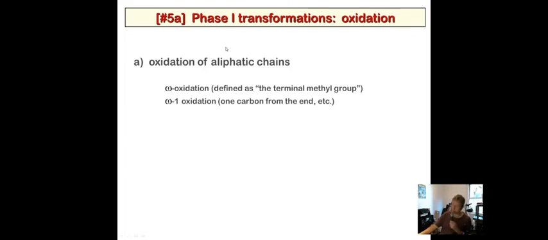Okay, so let's talk about the oxidation of aliphatic chains, and by that we mean unactivated CHs. There's two types of this that we often see. One is called omega oxidation, which means the terminal methyl group or terminal group on an alkyl chain, and that'll oxidize that. Another one we see is omega -1 oxidation, which means one carbon from the end. So let's see an example.